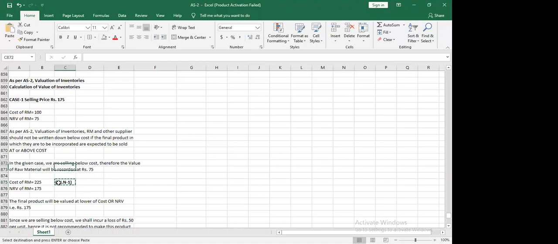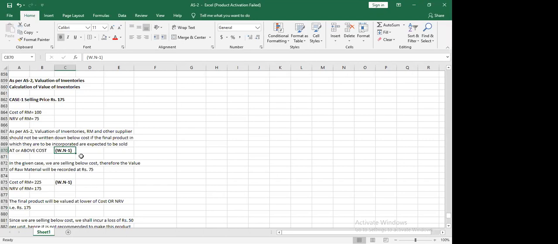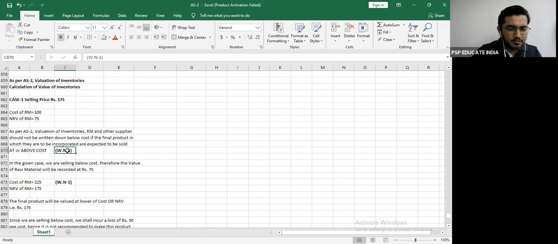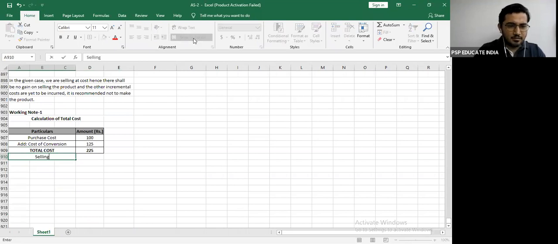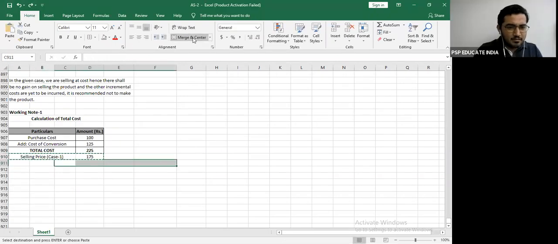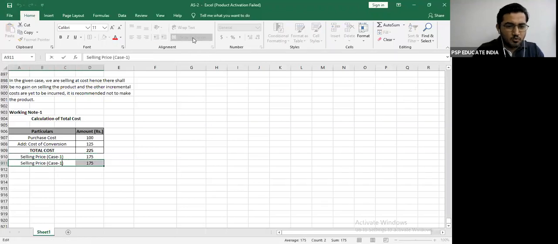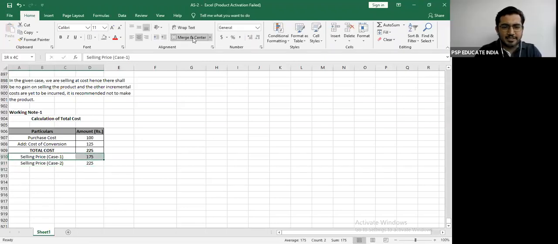Let's put it over here also, so that someone understands why we are selling below cost. Okay. In fact, not over here. Let's put it over here. Okay. In fact, let's also put it over here. The selling price. Selling price into brackets, case one. How much is it in case one? 175. Selling price. In case 2 is how much? 225. Now someone will read your working note and easily understand why we have taken which value.